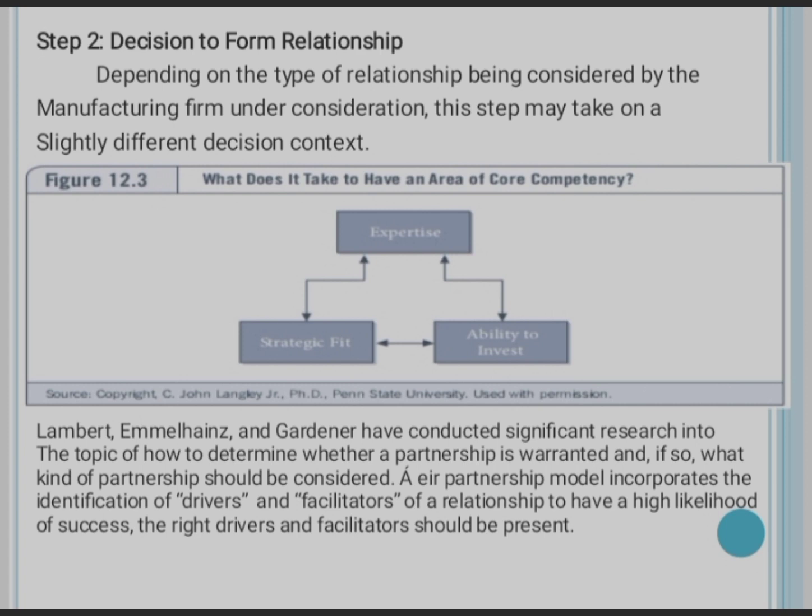Next, Lambert, Emmelhainz, and Gardner have conducted significant research into the topic of how to determine whether a partnership is warranted, and if so, what kind of partnership should be considered. Their partnership model incorporates the identification of drivers and facilitators of relationship to have a high likelihood of success. The right drivers and facilitators should be present.